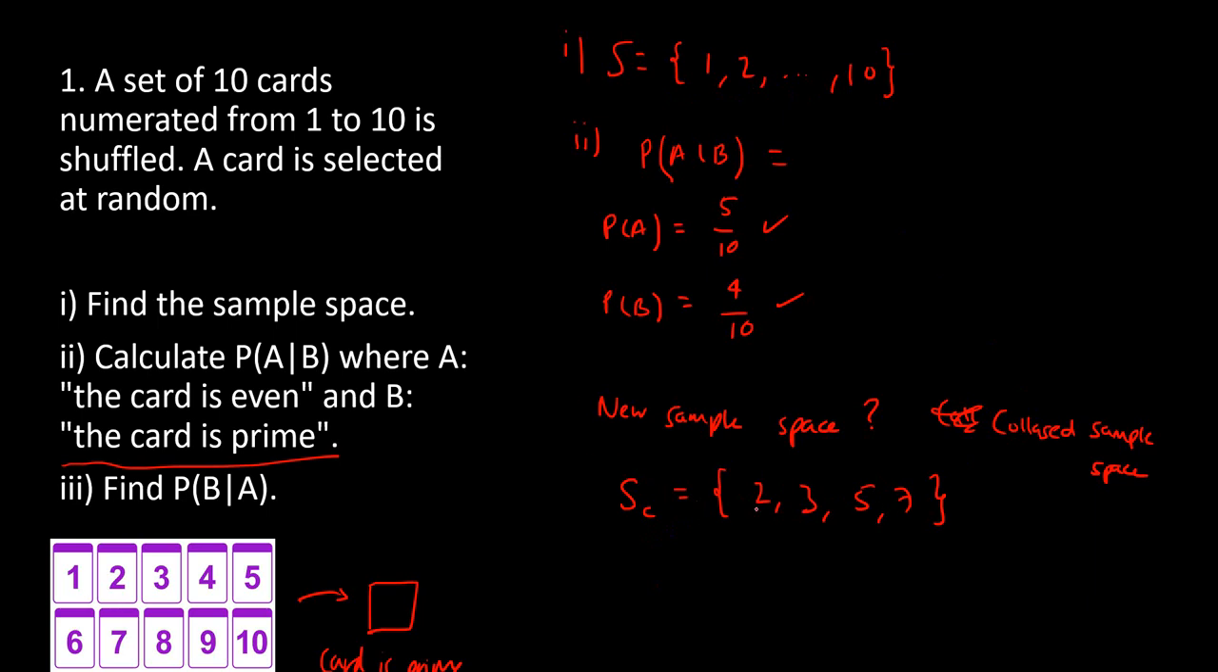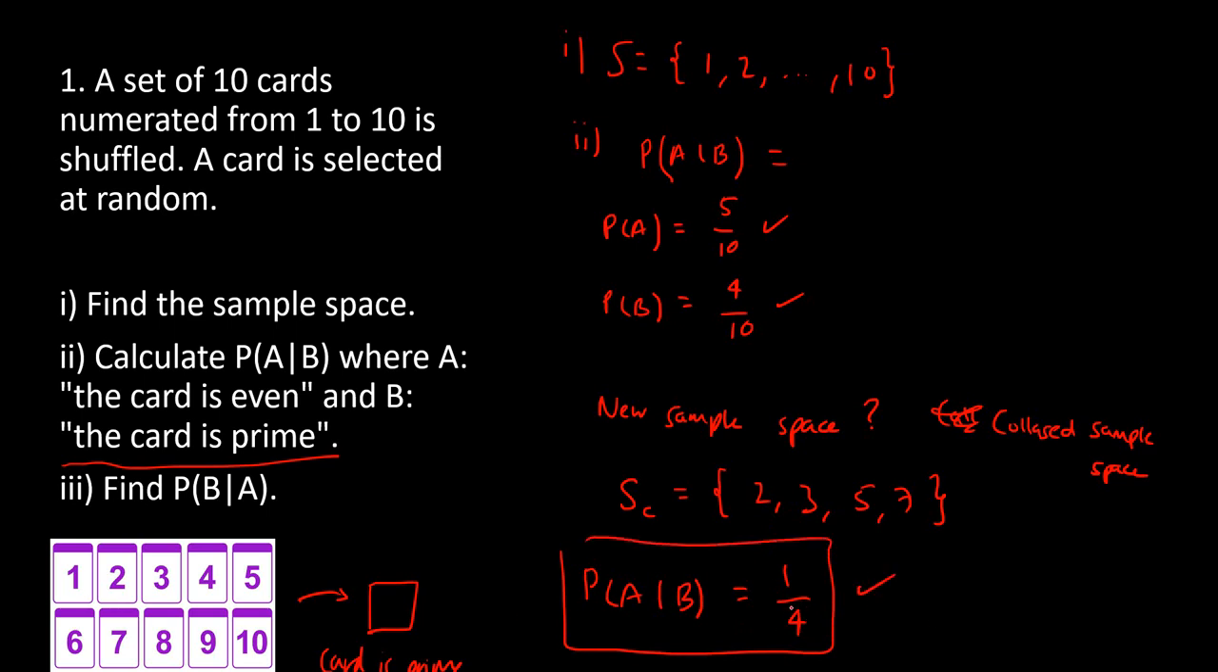All right, and now that I know that this is my sample space, what is the probability of the card being an even number? Well, only the number 2 is an even number out of 4 possible cases. Therefore, it's very simple to say that the probability of A given B, the probability of the card being even, once I know that the card is prime, will be just 1 out of 4. There you go. So this is my solution to this problem, 1/4.